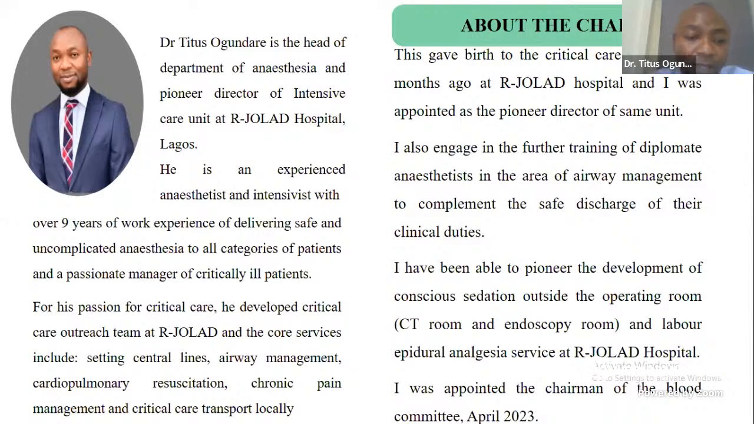It is very important for you to know that I engage in palliative care medicine, that is managing chronic pain in cancer patients or other related conditions. And lastly, it's very important for you to know that I'm American Heart Association certified in the area of cardiopulmonary resuscitation.